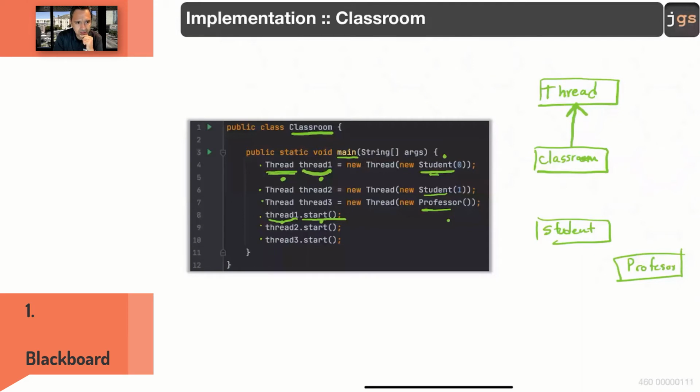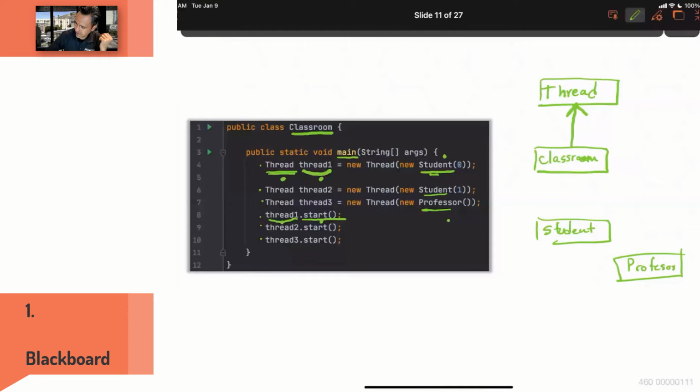What about the relationship between classroom and a student, or classroom and professor? Is there any relationship between this one and this one, or this one and this one? Is it association also, or something else?